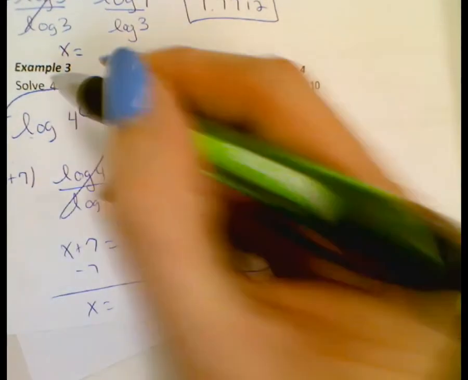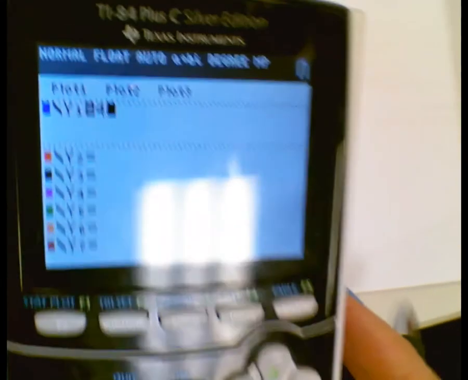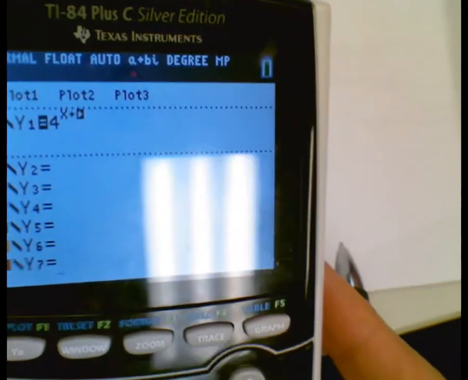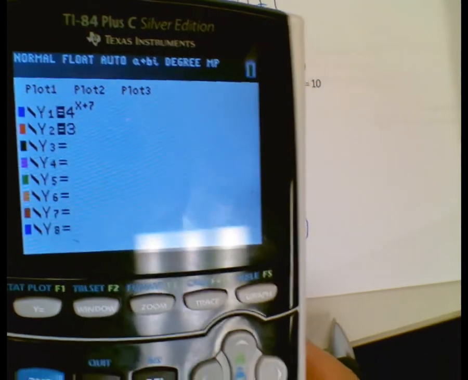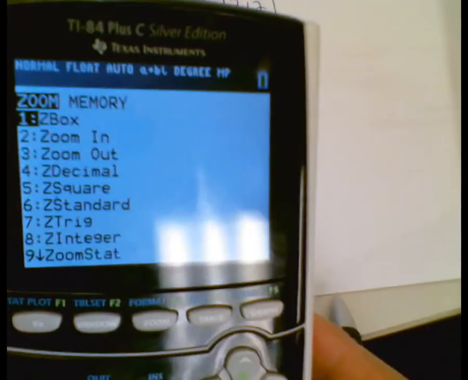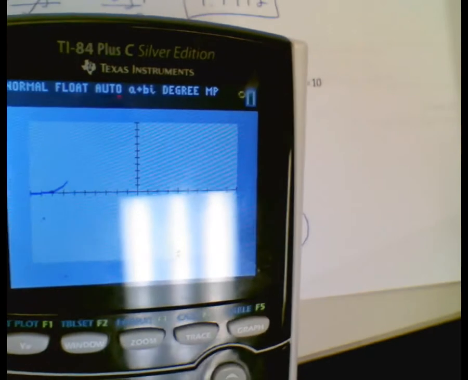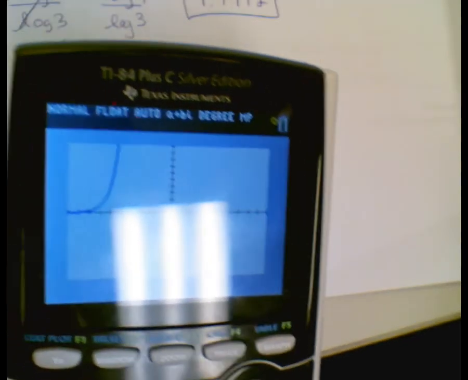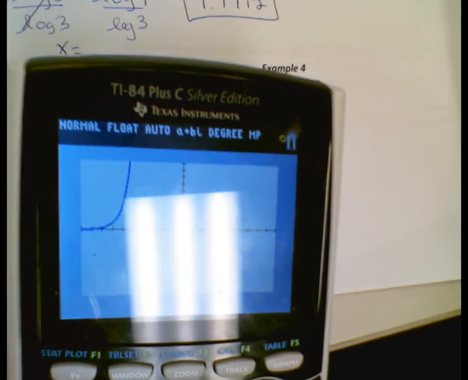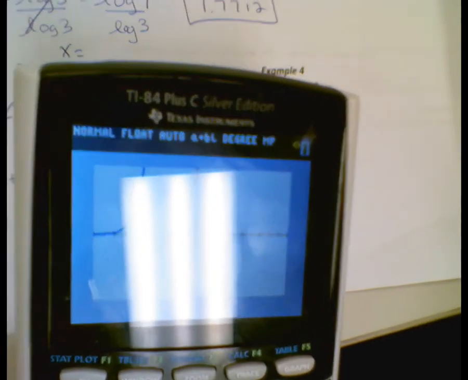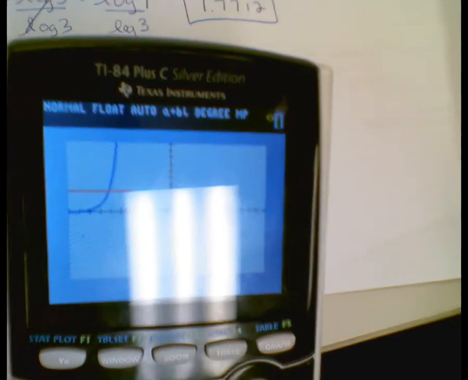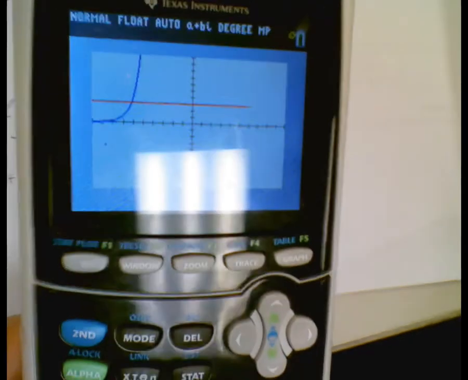Now, just so you guys know, I shouldn't tell you this, but you can do these on the calculator. So left side is 4 to the x plus 7. Let's try it. 4 raised to the x plus 7. y2 is just 3. So let's press zoom 6 to make sure everyone's on the standard screen. So that's the 4 to the x plus 7. And here comes your y equals 3, if it ever comes. Where is it at? There it comes. Y equals 3.